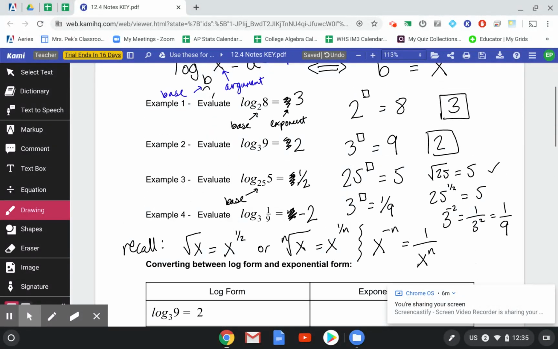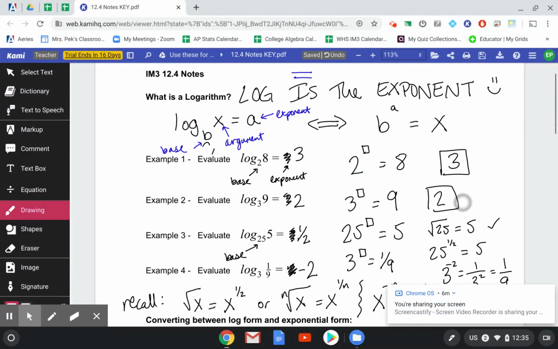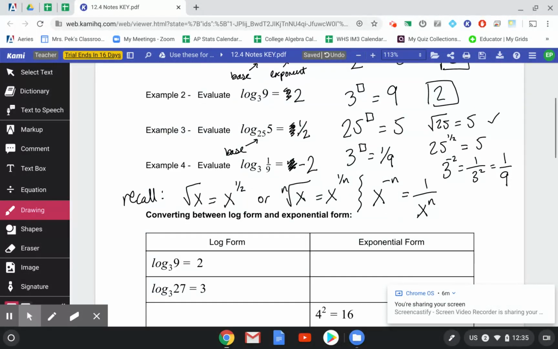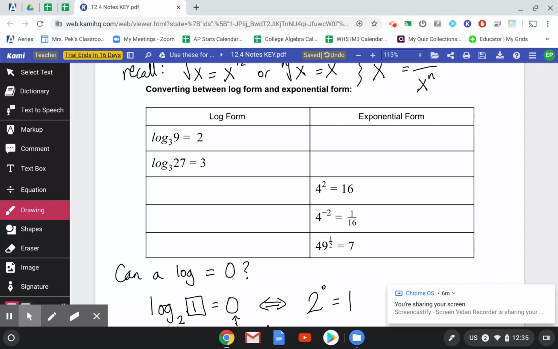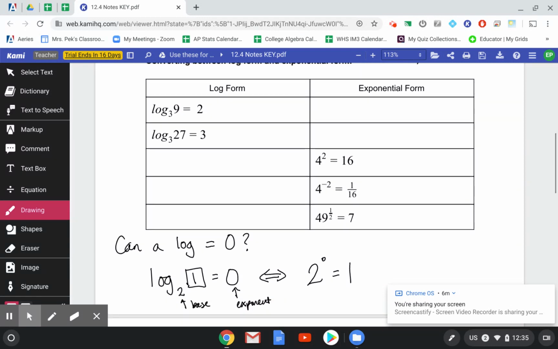Okay, so that's kind of just the basics of what a log is. Now, let's do a little bit more practice with converting between log form and exponential form. So log form is where you see that log, it has a base, an argument, it equals something. Exponential form, you don't see the word log right off the top. You see a base with an exponent equals a number. So, log form.